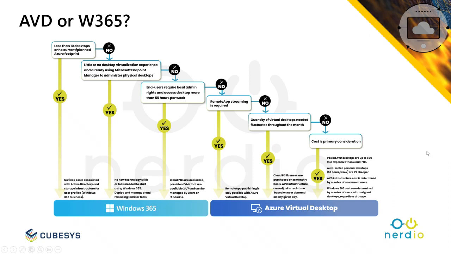If you've got a quantity of virtual desktops needed that fluctuates throughout the month, so scaling up and down, again, Azure Virtual Desktop's probably the best place to go. And then lastly, if cost is primary, you can do a consumption-based model with Azure Virtual Desktop, whereas the other one's flat rate. So it might actually be cheaper for you to spin up one virtual machine with a pretty big SKU, like 32 cores, for example, and have 50 people logging into that VM and then shut it down at night. That might be more cost effective for you.